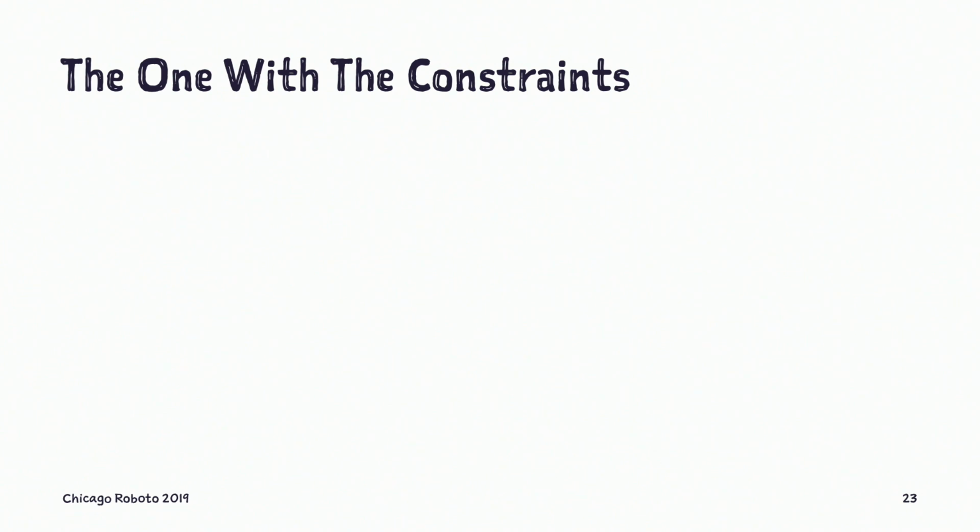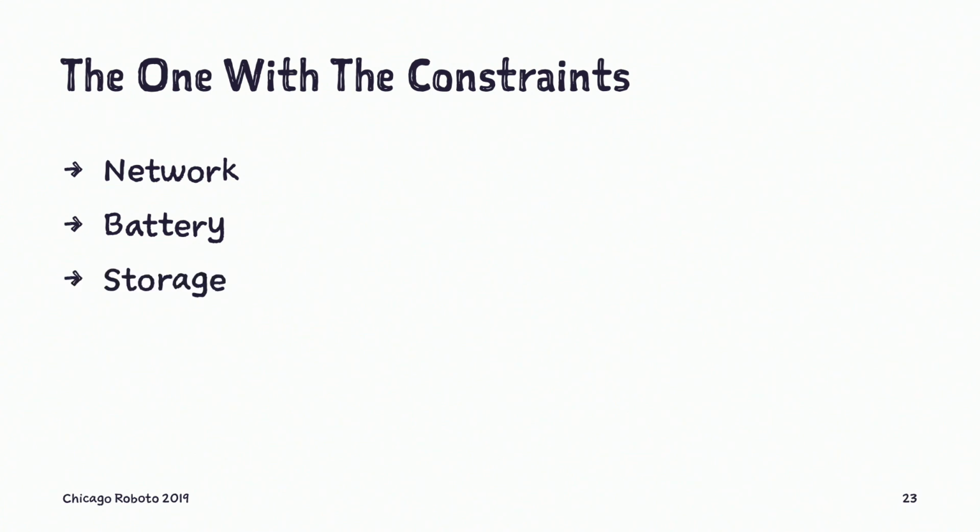So we looked at constraints as well. It provides multiple types of constraints which you can enforce. One is the network constraint. Basically, should the device be connected to the internet or not for your job to execute? It looks at battery as well. Should the battery be above a certain percentage to execute this particular piece of work?